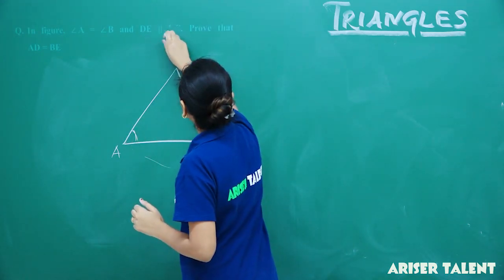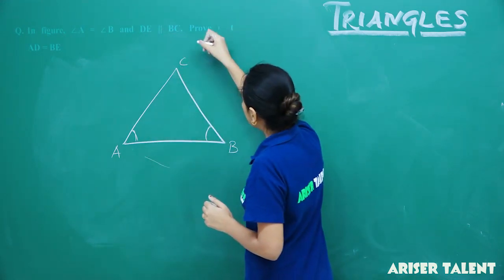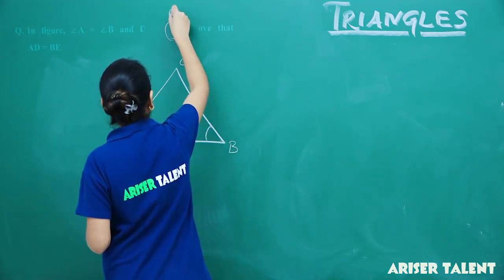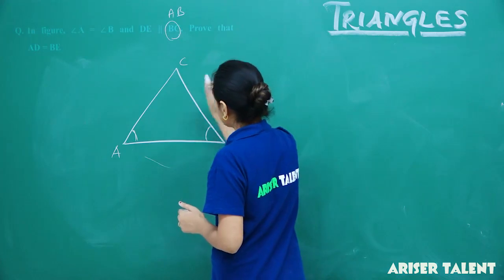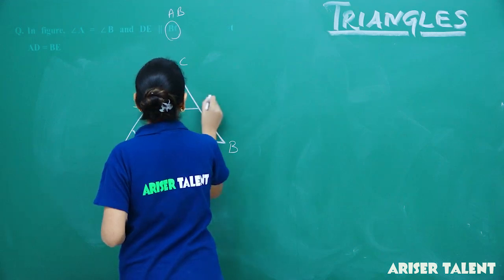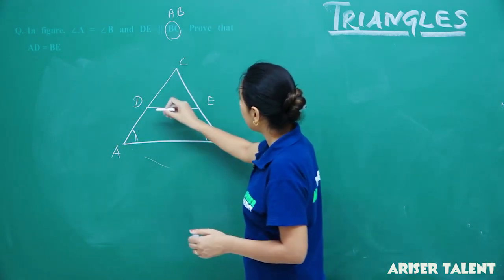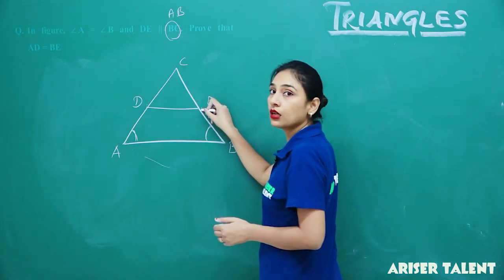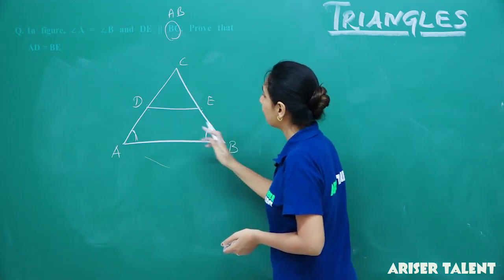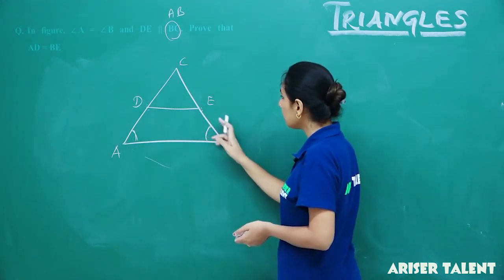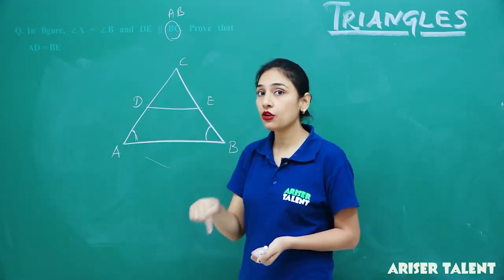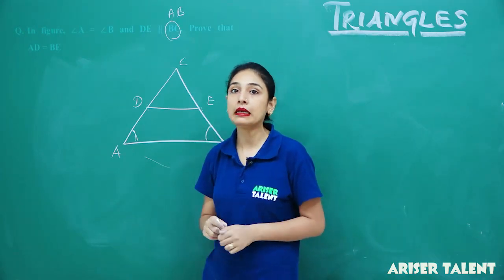AD, okay, DE parallel to BC. Now there is a correction, this is not BC, okay, this is AB. So AB parallel to DE. Now you have to prove that AD is equals to BE, right, or you can say DC is equals to CE. So you have to prove that AD equals to BE if we are having these two angles equal. So we will talk about this particular topic in our next session.